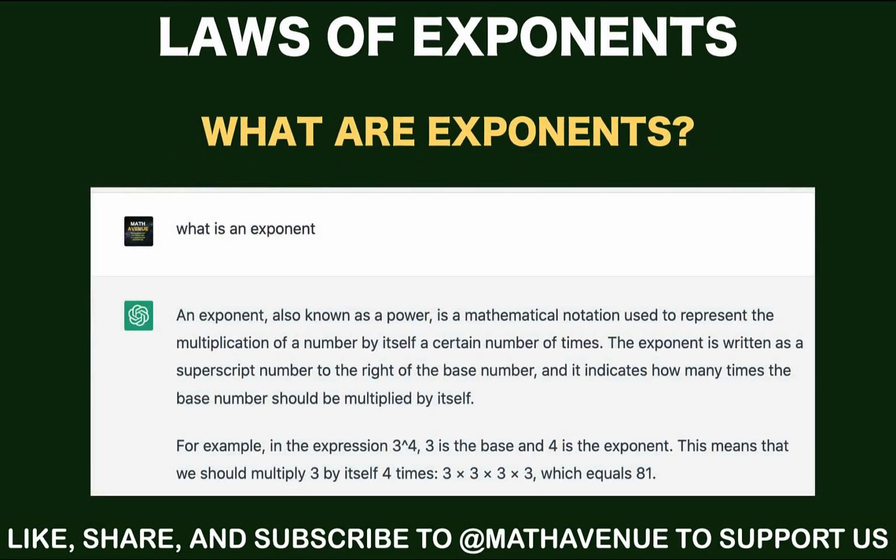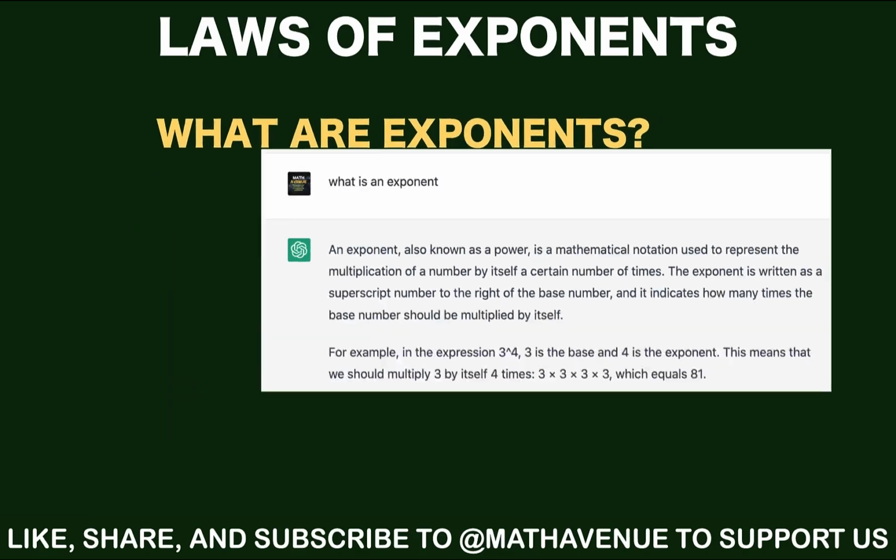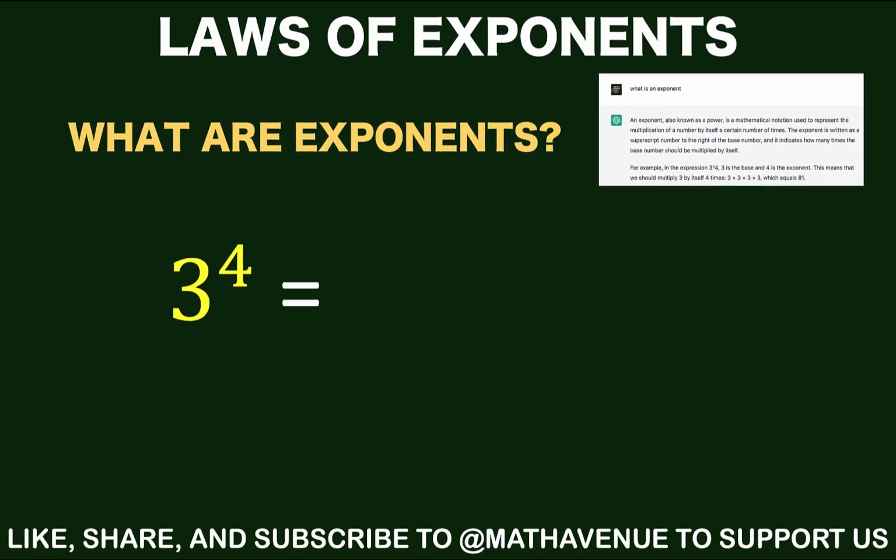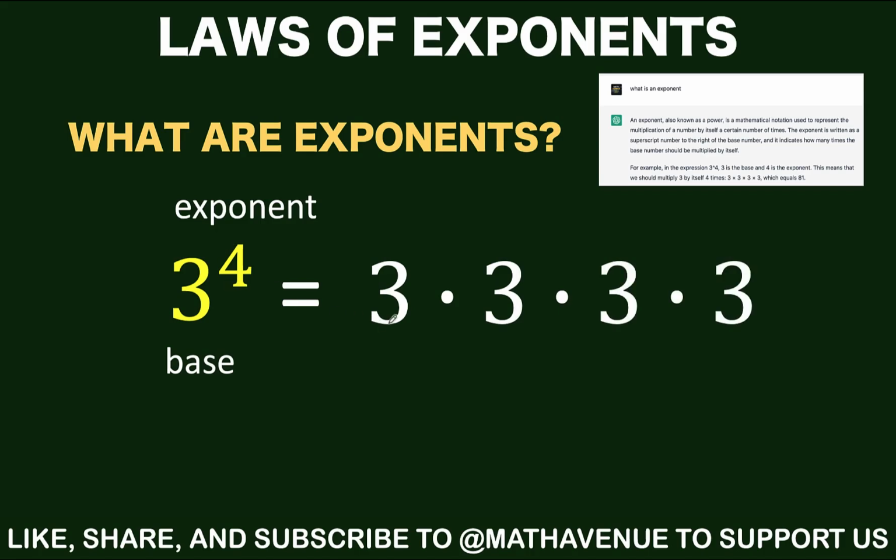According to ChatGPT, an exponent, also known as a power, is a mathematical notation used to represent repeated multiplication. For example, if you have 3 to the 4th, this 3 is what we call the base. This small number to the upper right-hand side of the base is what we call the exponent. And this 3 to the 4th means you multiply the base 4 times. So the exponent is the number of times you multiply the base by itself.